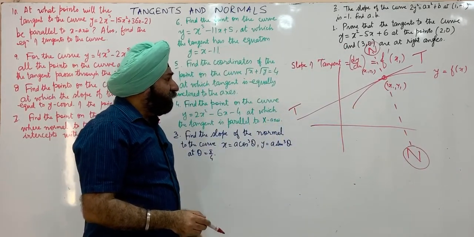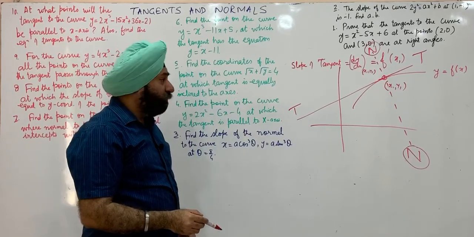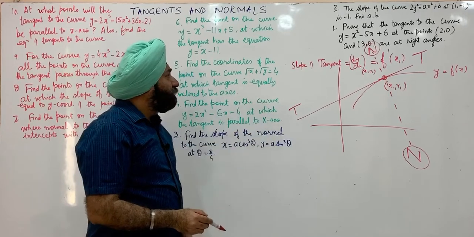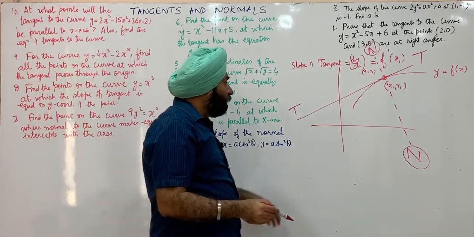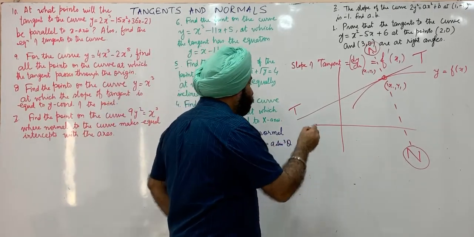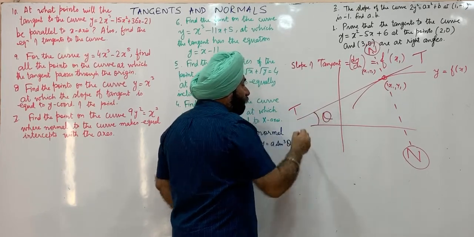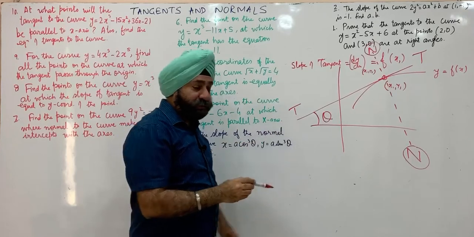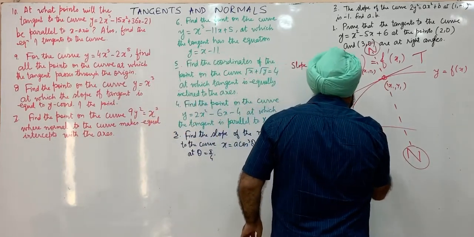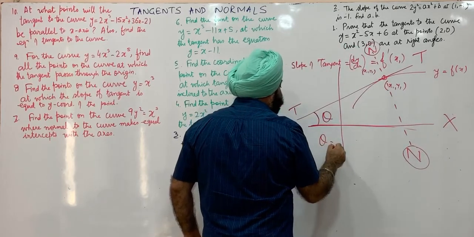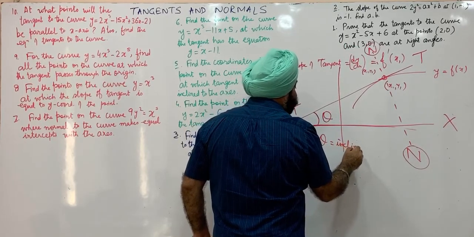So since we are to deal with lines only, we must know properties of lines, everything about lines. So let's start with the first concept of lines, which is inclination. Now the angle made by the tangent with the x-axis we say is theta, and theta is the inclination of the tangent.